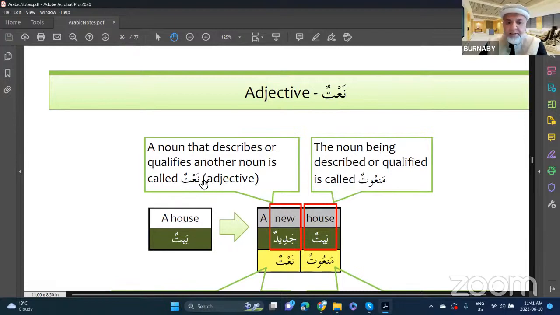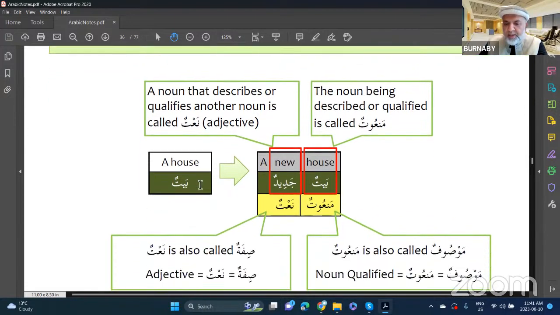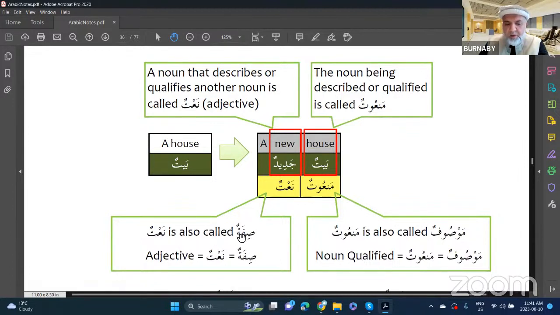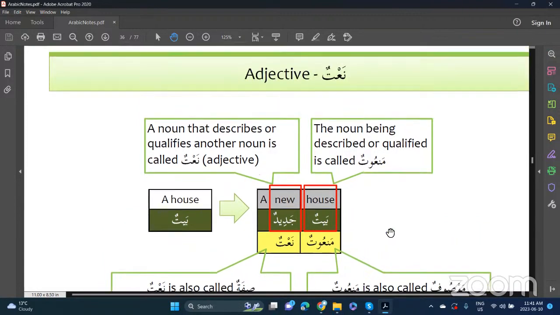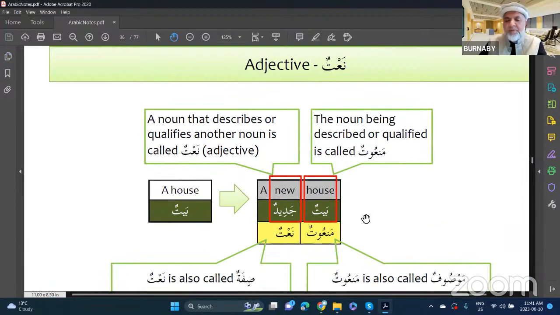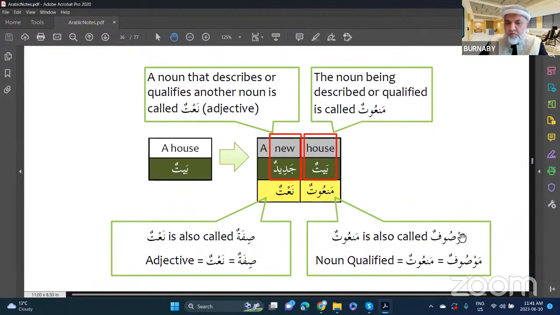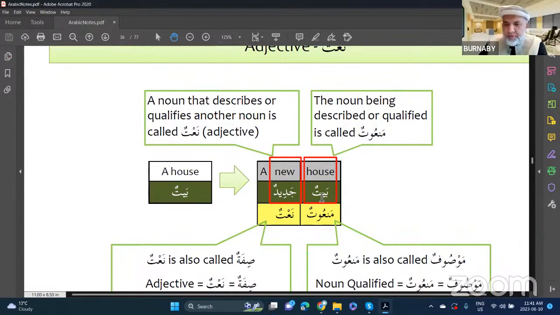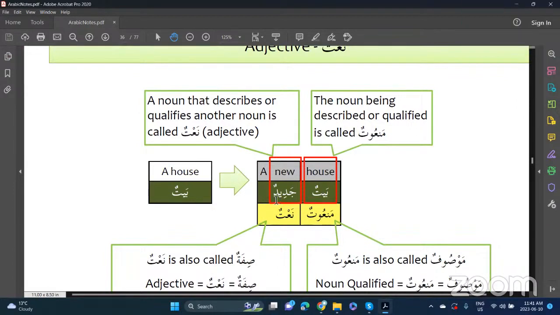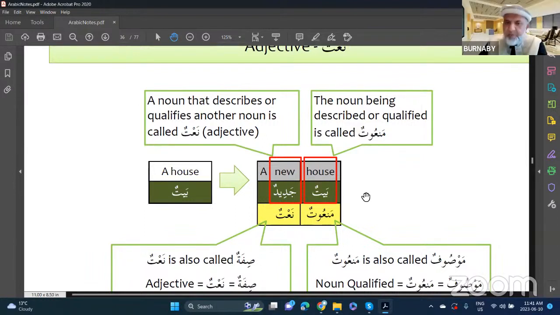Now, this is sifa. And later on, you will see, look at this. Naatun is also called sifa, and man'utun is also called mausuf. Now, which one is easy for you to remember? Mausuf or man'ut? Mausuf. But since it's talking about the same thing, I'm just going to use the words sifa and mausuf. So, baytun jadidun. Is bayt the mausuf? And jadidun is the quality, sifa? Over here, both of them are rafa.